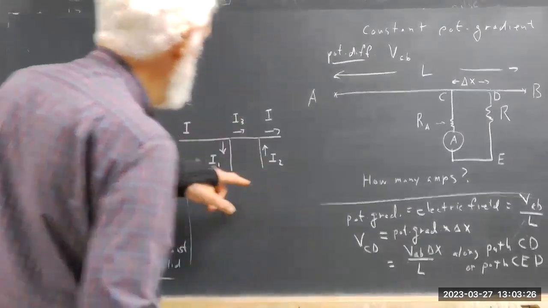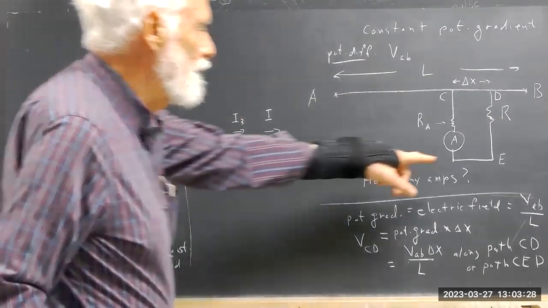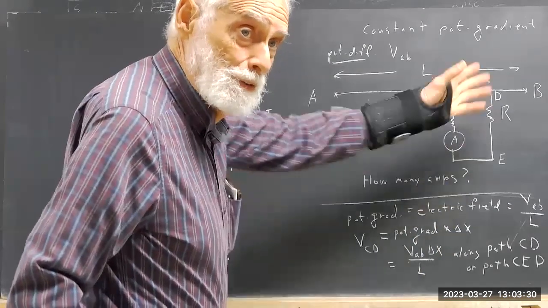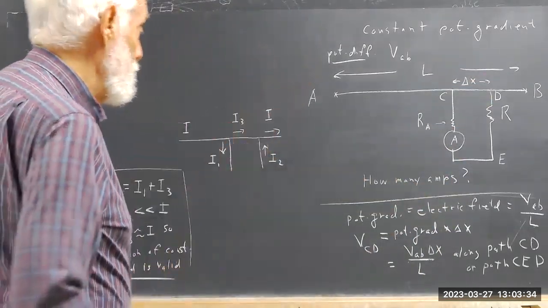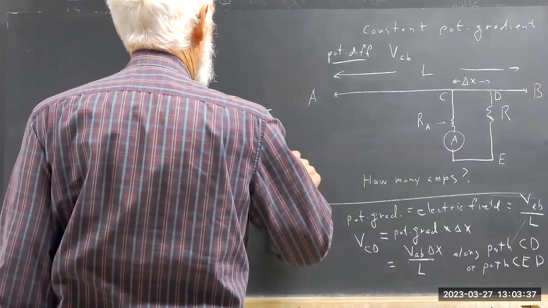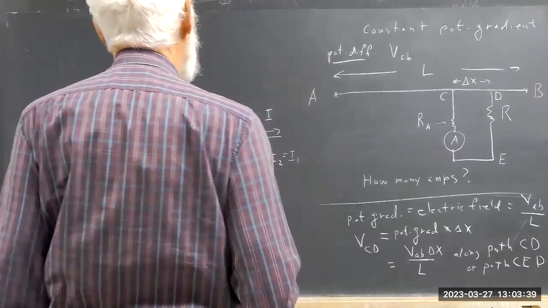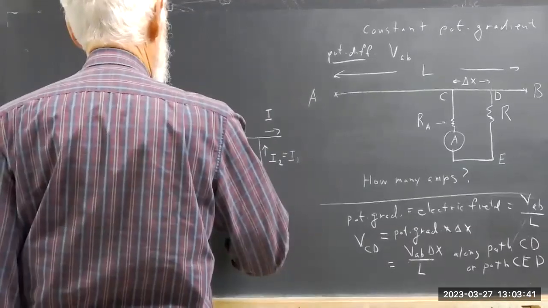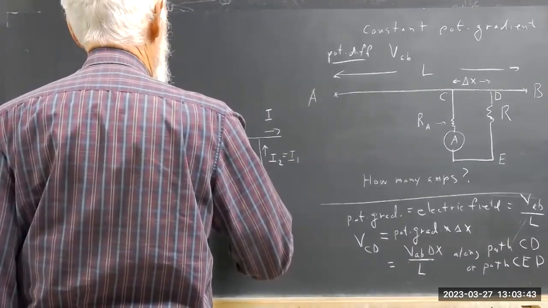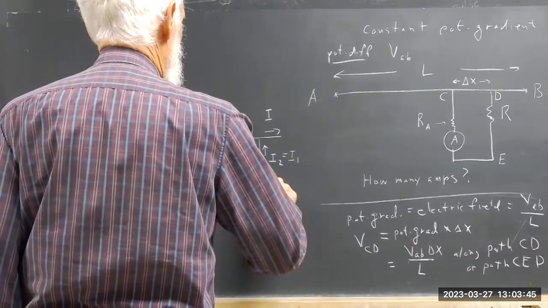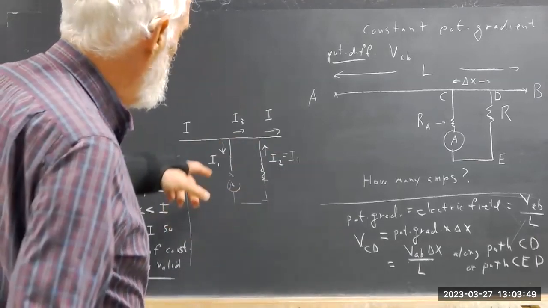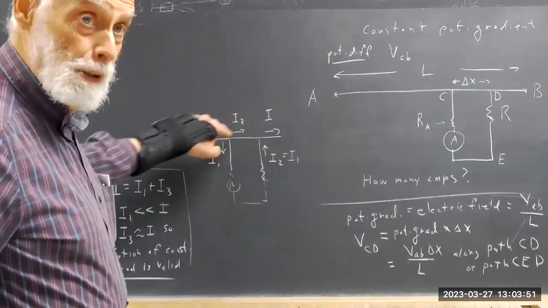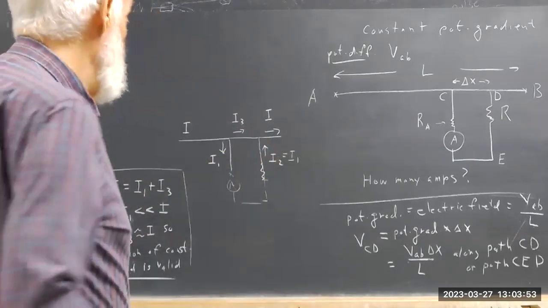And of course, I2 is equal to I1, because current has no place to go except back up here, right? So I2 equals I1. That's the ammeter, you know, resistance here. Current has no place to go. It's always the same throughout. All right.